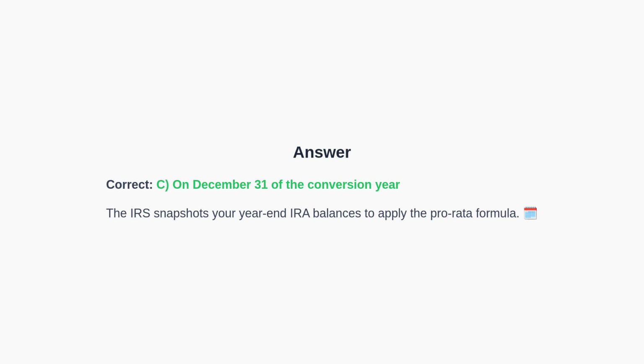The correct answer is C. The Pro-Rata Rule uses a snapshot of your IRA balances as of December 31st of the conversion year to determine the taxable and non-taxable portions of your conversion.